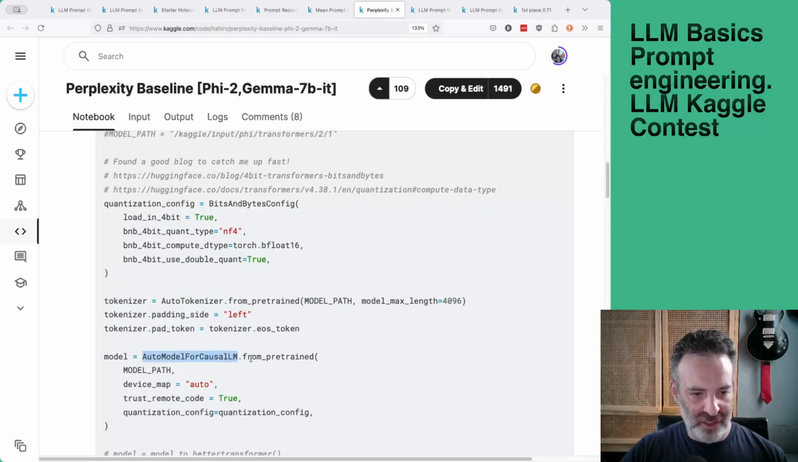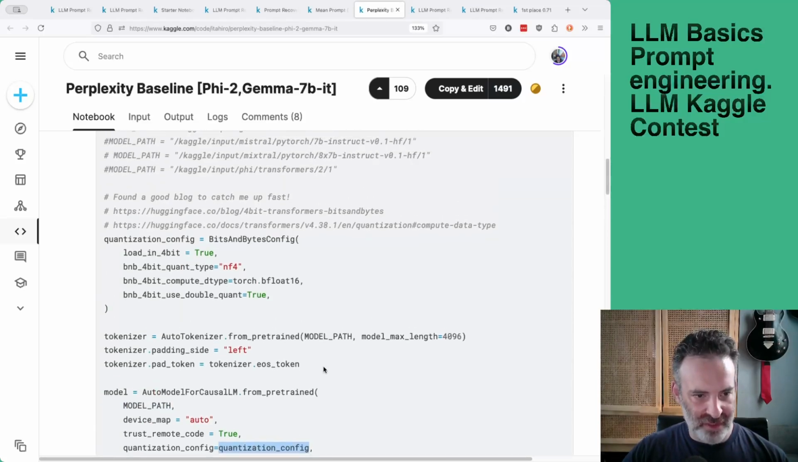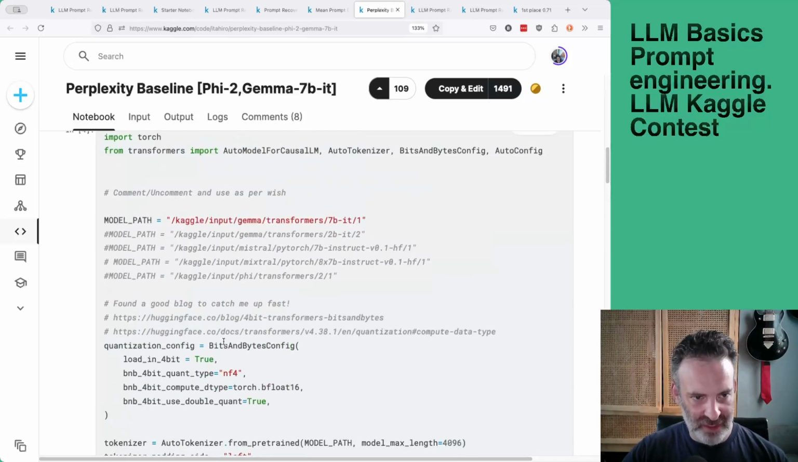So, auto model for Kaggle LLM from pre-trained. That's the Hugging Face method. We have Gemma loaded up in the model path variable, and then the quantization config, which we'll get to in a second. Tokenizer is auto tokenizer, again Hugging Face awesomeness of just knowing what's happening.